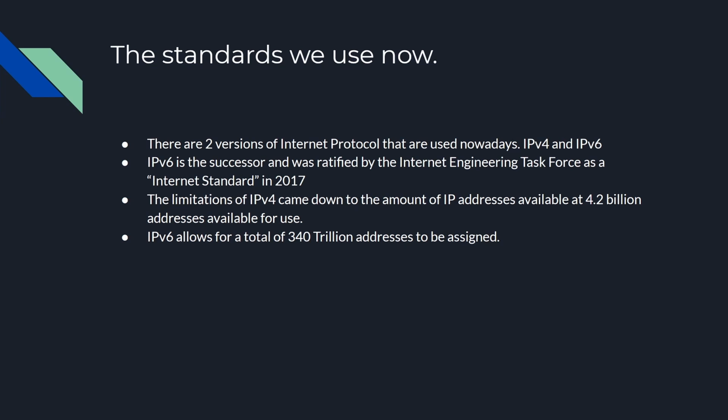The versions of Internet Protocol we use nowadays are IPv4 and IPv6. Internet Protocol version 6 is the successor to IPv4 and it allows for more addresses to be issued. It can issue a total of 340 trillion total addresses, whereas IPv4 can only issue 4.2 billion addresses.